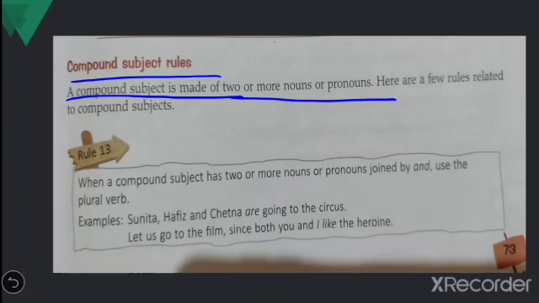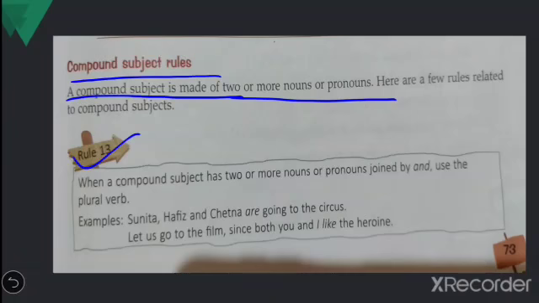In the previous video, we have seen that the subject is also one, maybe plural or singular. But here, in a compound subject, the subjects are two or more. So look at the first rule, number 13. When a compound subject has two or more nouns or pronouns joined by and, use the plural verb.